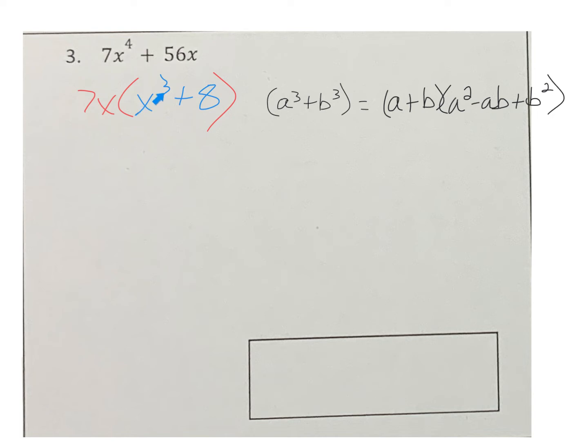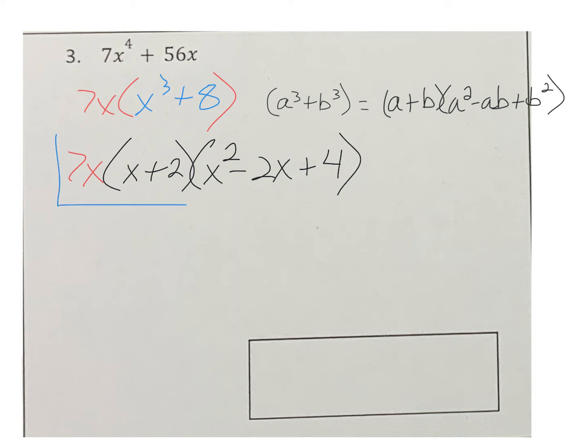So in our x cubed plus 8, the cube root of x cubed is x, and the cube root of 8 is 2. So as we continue working, we have 7x, and then we're going to have x plus 2, our cube roots, and then we're going to have a squared, and then minus a times b, and then plus b squared, which would be 4. And that would be your final factored form. Everything else in here is factored.